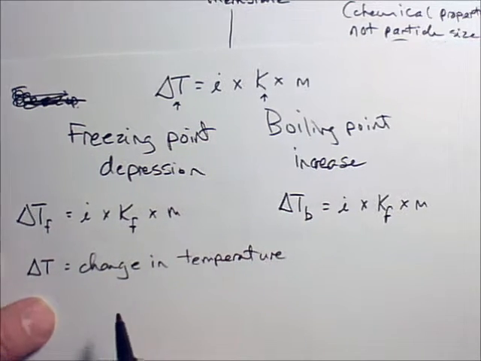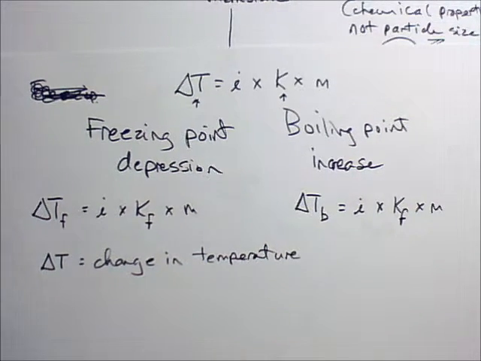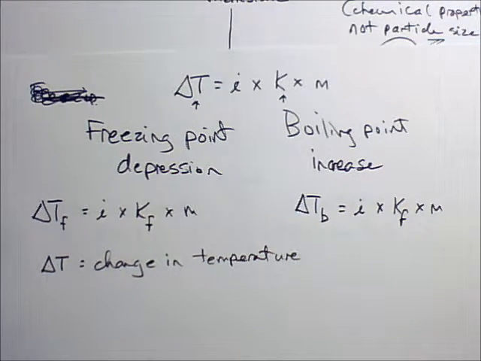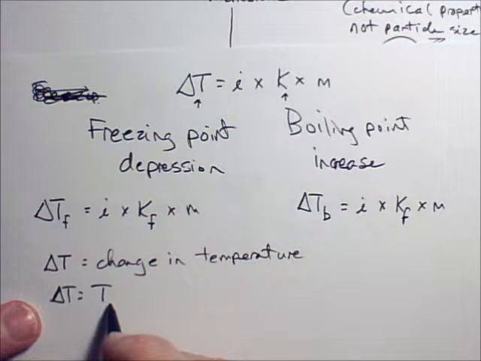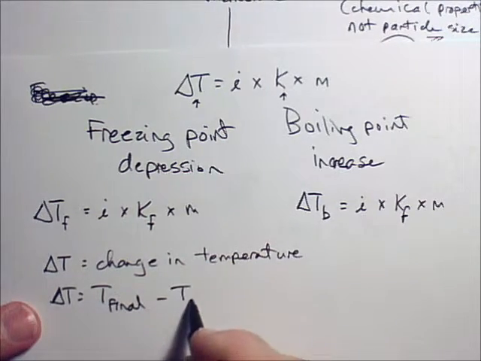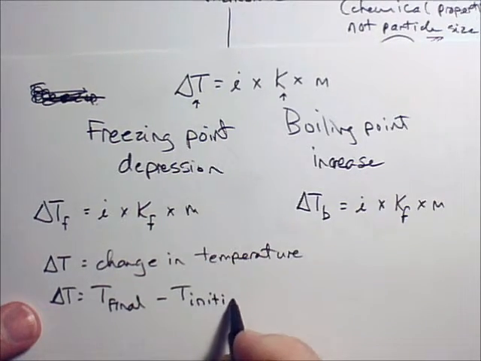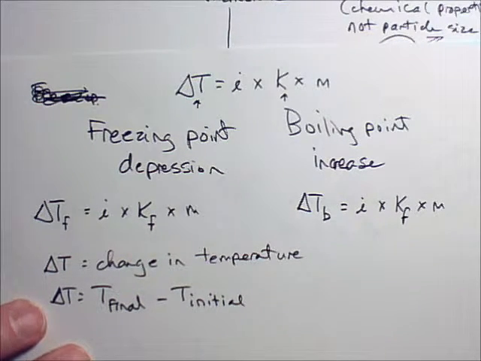And you could find the change in temperature by subtracting the beginning temperature from the ending temperature, or the ending temperature from the beginning temperature. But if you want to know what direction the temperature is changing in, you always start with the final temperature minus the initial temperature. So delta T is temperature final minus temperature initial. Final meaning ending and initial being beginning.